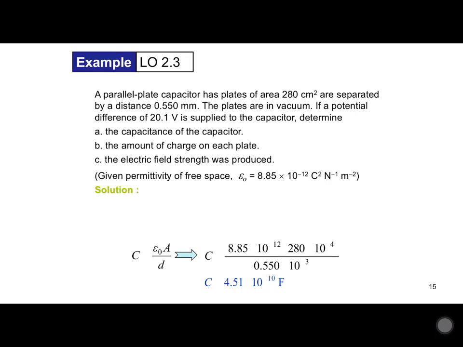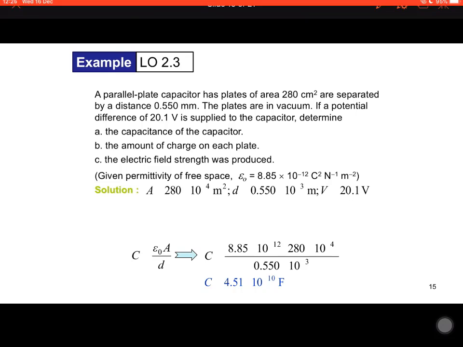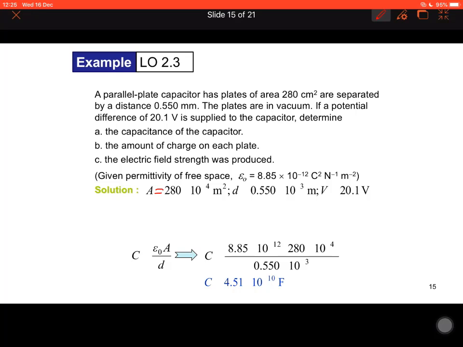And therefore, we will have the solution by having the value of A provided, which is in cm squared. So we have to multiply by 10 to the power of negative 4, where the cm is 10 to the power of negative 2, squared, because it is an area. And the distance between the plates is 0.550 multiplied by 10 to the power of negative 3. We want to make it in the SI unit, and the voltage is 20.1 volt.